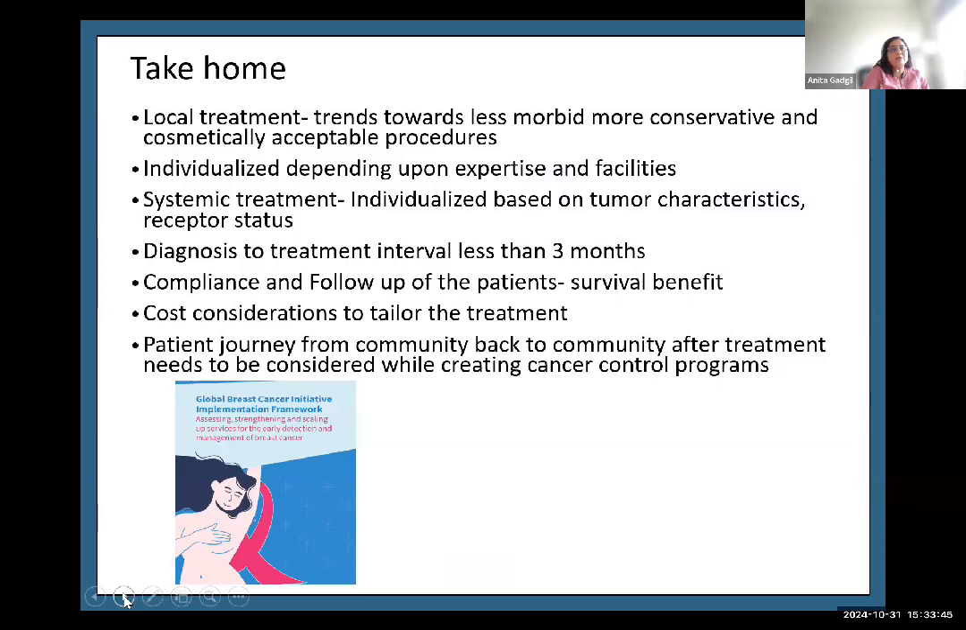So the take-home messages: for local treatment, trends are towards less morbid procedures, individualized treatments; systemic treatments are based on tumor characteristics and receptor status. The diagnostic to treatment interval should be less than 3 months. Compliance and follow-up of the patient will give survival benefit, and treatment should be tailored to cost considerations. The patient's journey from community back to the community after treatment needs to be considered while creating cancer control programs. It means rehabilitation should be an integral part of it. Thank you.